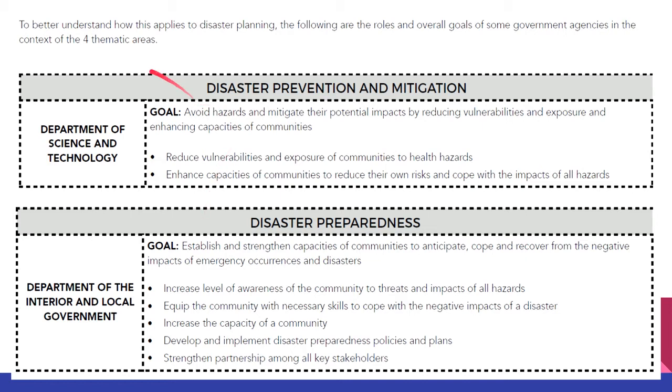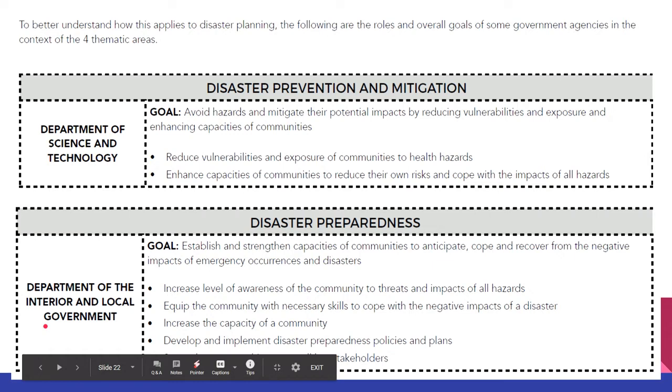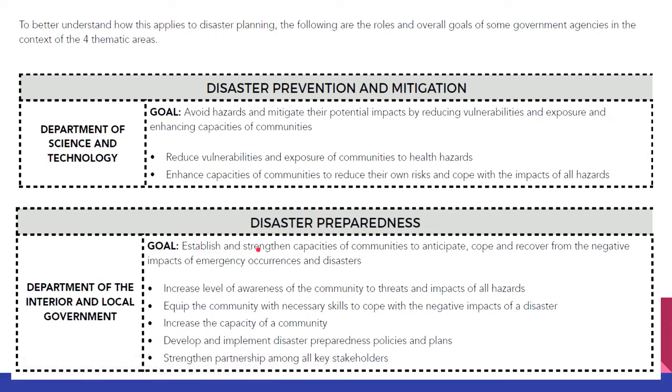Again, to better understand how the clustering applies to disaster planning, these are the government agencies and their major contributions in terms of disaster management. The Department of Science and Technology, DOST, their goal is to avoid hazards and mitigate their potential impacts by reducing vulnerabilities and exposure and enhancing the capacities or resilience of the community. While the Department of the Interior and Local Government, DILG, their goal is to establish and strengthen capacities of communities to anticipate, cope with, and recover from the negative impacts of disasters.